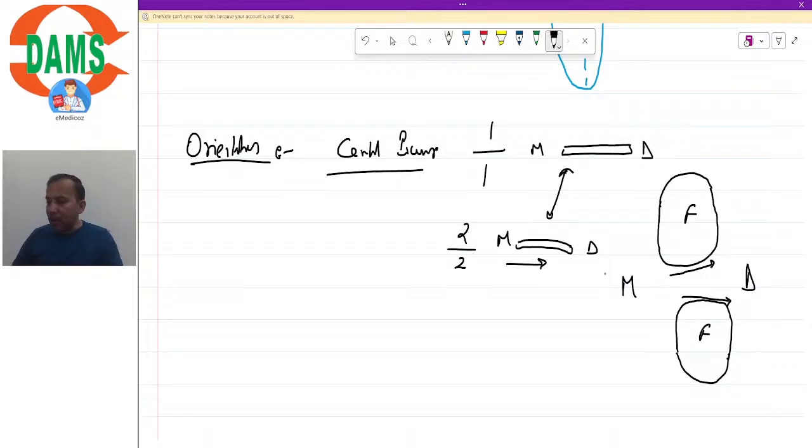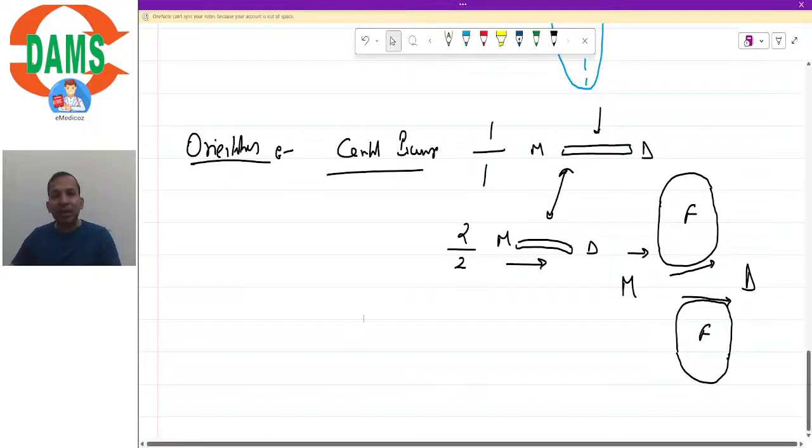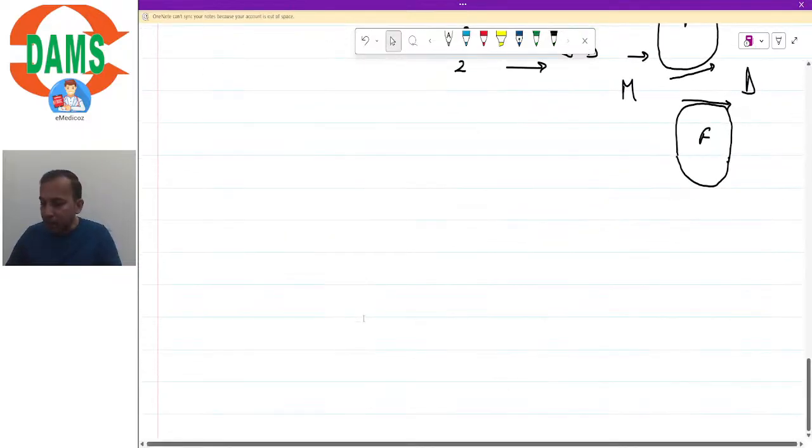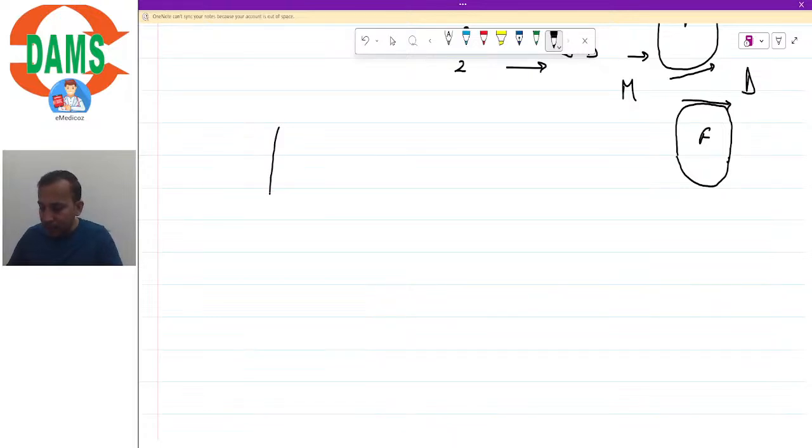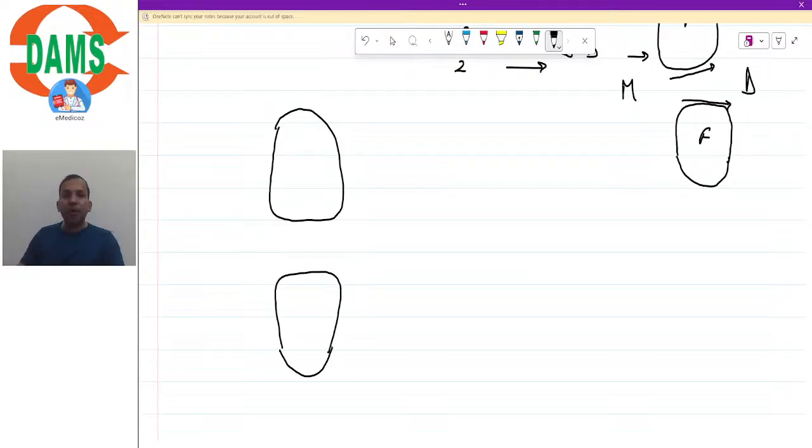The curvature of the incisal ridge is present in the lateral incisor, whereas it is more or less straight in the central incisors. Be it primary or permanent, the incisal ridge would be straight in the centrals. So when you look at the centrals, the incisal ridge would appear almost straight.